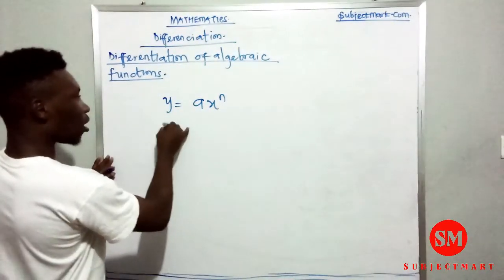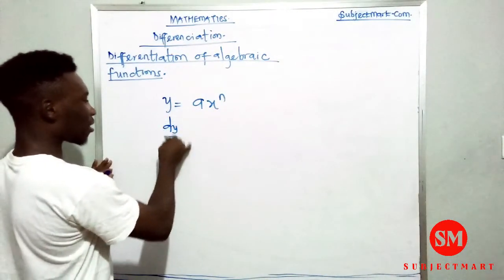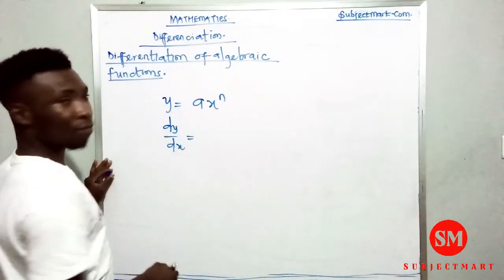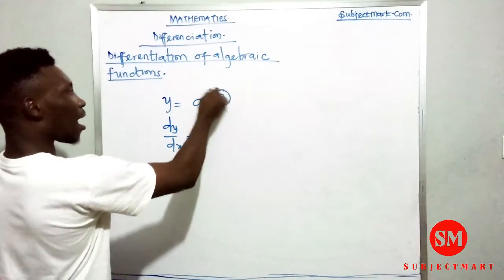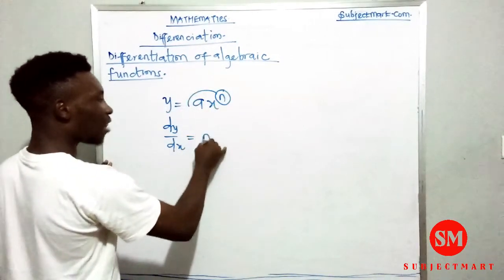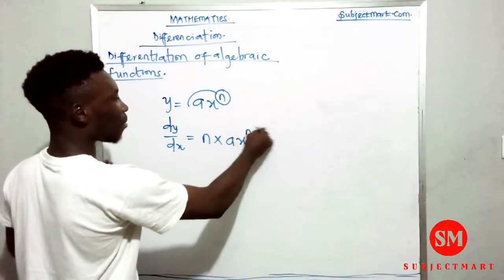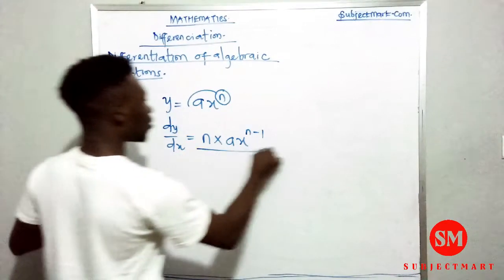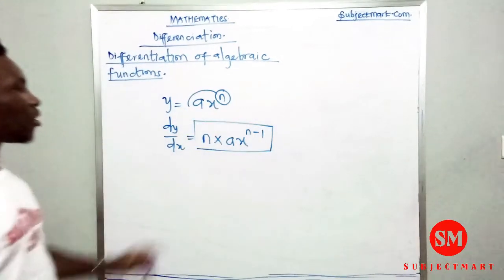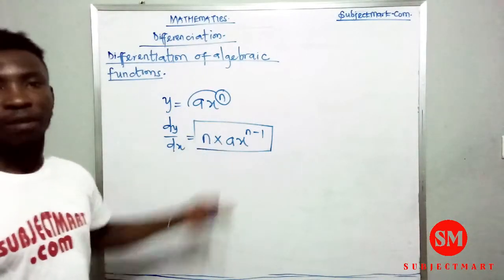So you say dy/dx of this particular function, this n power has to come down to be n multiplied by ax raised to the power n minus 1. If you take this particular step, this is your method of what? Differentiation.